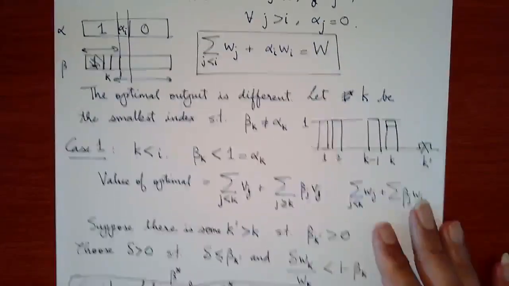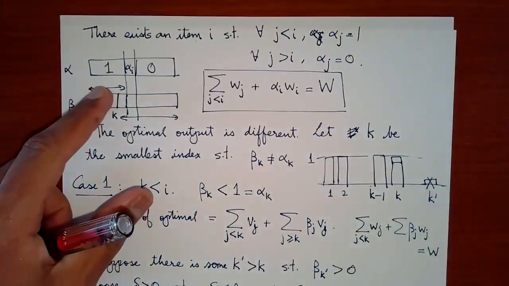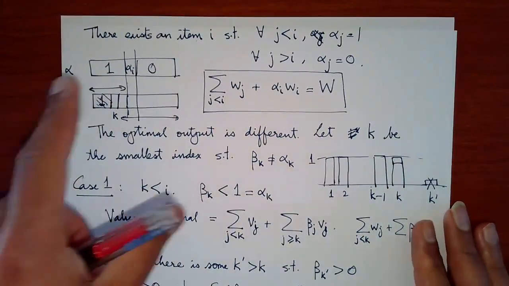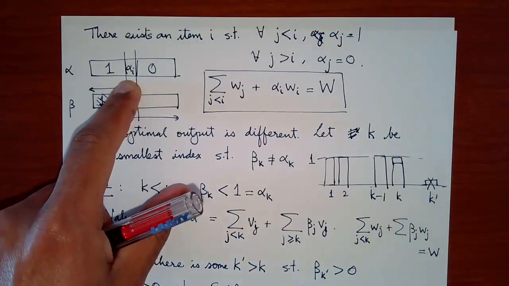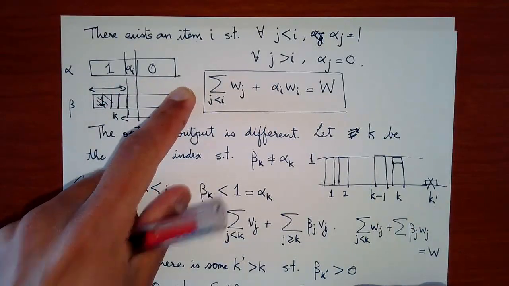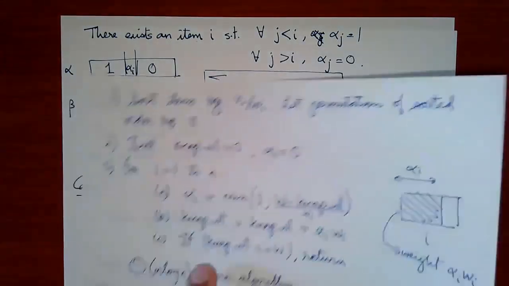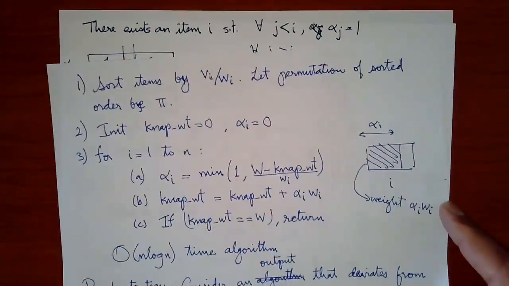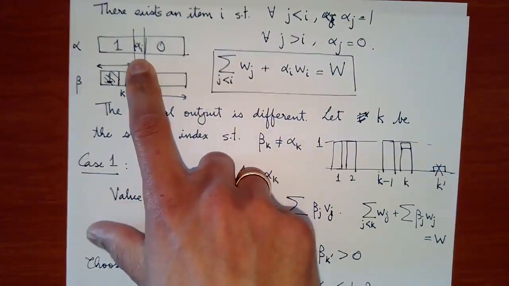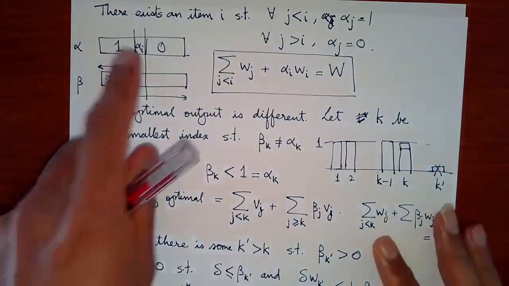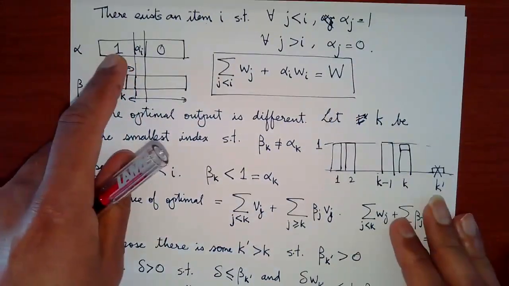Well, let's look at the structure of the greedy solution, and this is key. So the greedy solution has ones in the beginning, then something which may or may not be one, and then all zeros. Right? Because that is how the greedy strategy worked. It sorted everything and it decided to pick a bunch of items, and then it picked some item fractionally, and that was that. So the first time there is something that is fractional, everything else is zero. So this is what the greedy strategy does.